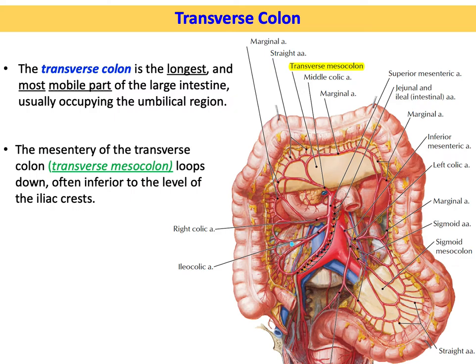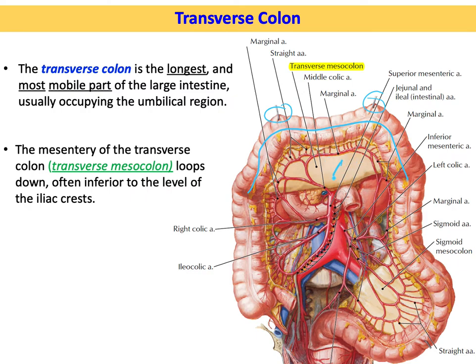Anyway, now let us shift to the transverse colon. This is the transverse colon, which is like hooked up or pulled or reflected up. Anyway, you have to know that the transverse colon is the longest part of the colon, which is about 50 centimeters, and it's the most mobile part of the large intestine that usually occupies the umbilical region. So the longest and the most mobile part of the large intestine.